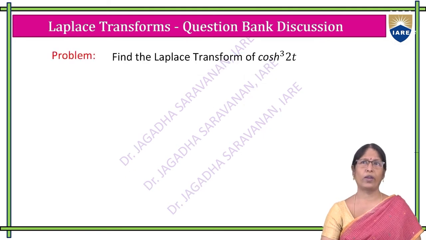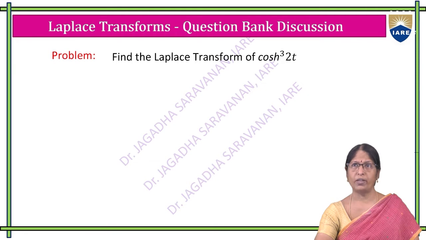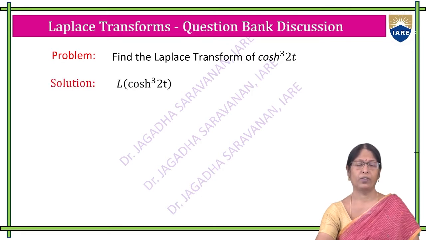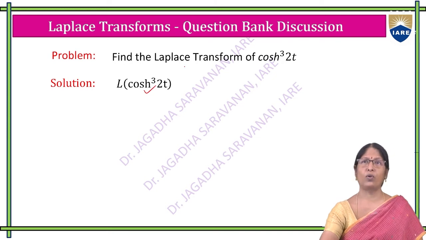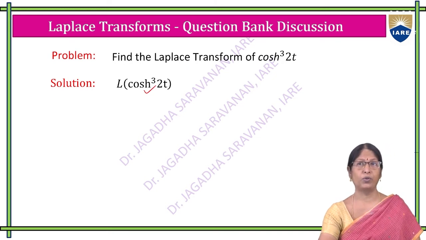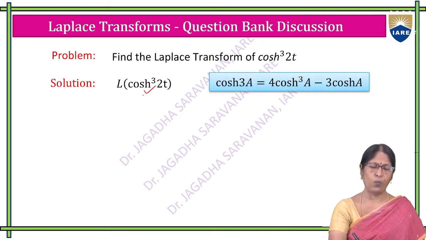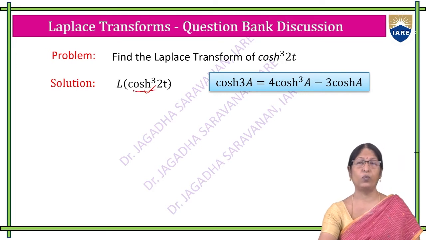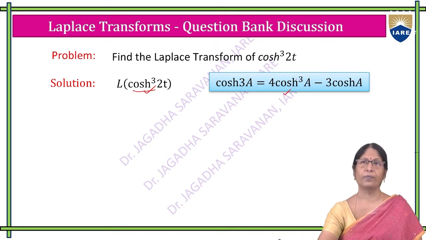Now, this is the question which is dominating in our question bank: Laplace transform of cos h cube 2t. Here we can see L of cos h cube 2t. Whenever a trigonometric term has a power, immediately we have to see whether any trigonometric formula applies. So this is the formula.